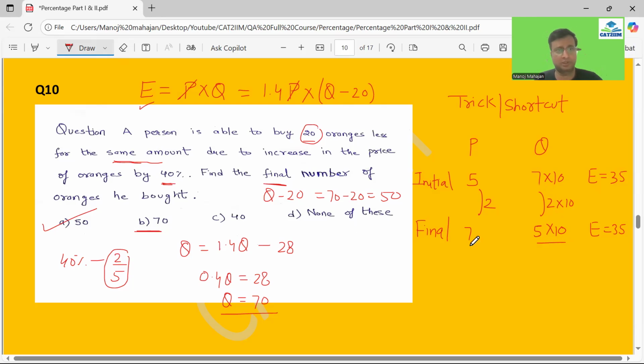Already we have checked this in the previous solution. So 50 was the correct answer. The best thing is that you guys have to learn this trick shortcut so that I can look forward to applying it in the further questions out here.